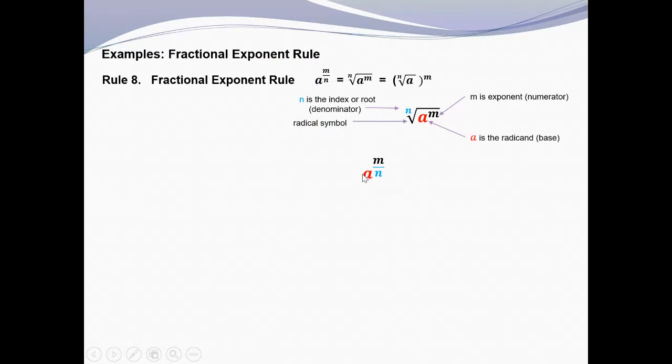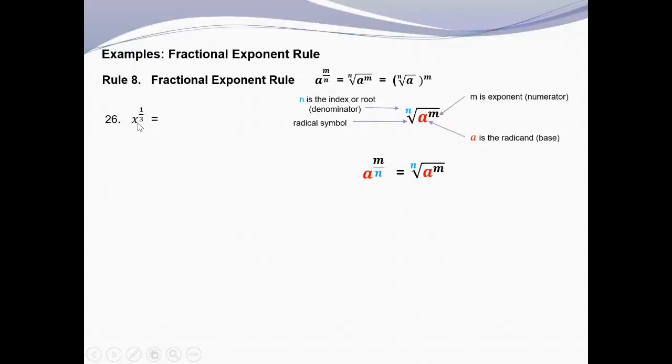So this is called my base. Here it's called the radicand, but here it's called the base. The base is the base. The n is the index, but here it's the denominator. And the m is a numerator, but here it is going to be the exponent of the radicand. But you see equal to that right there.